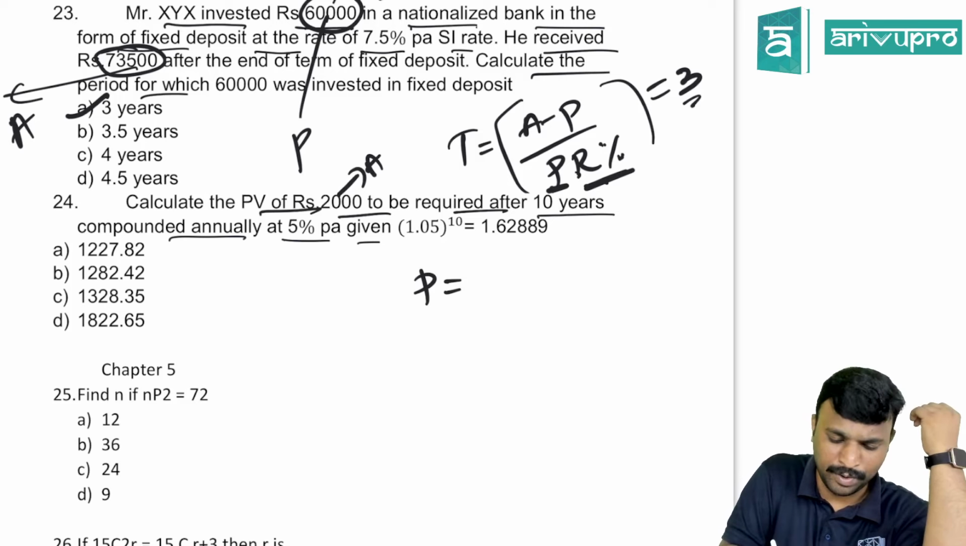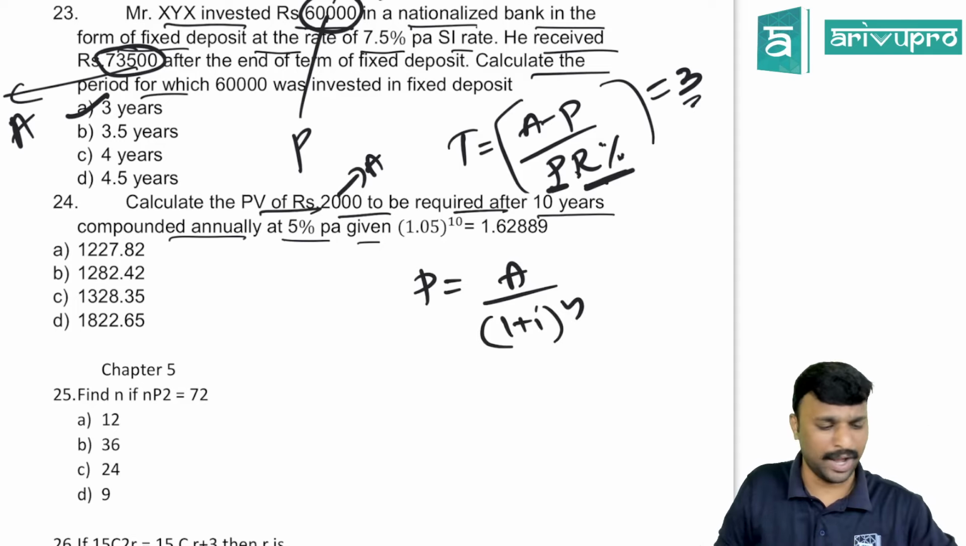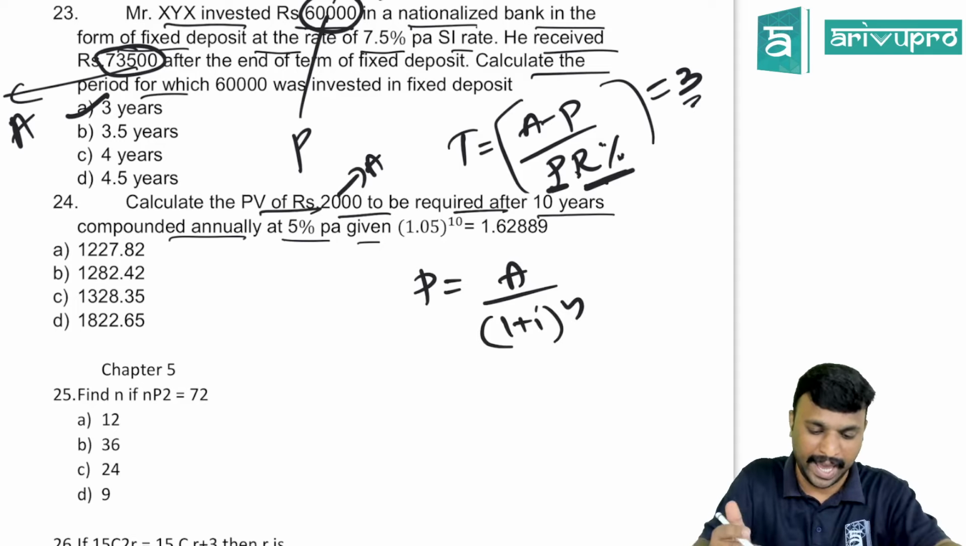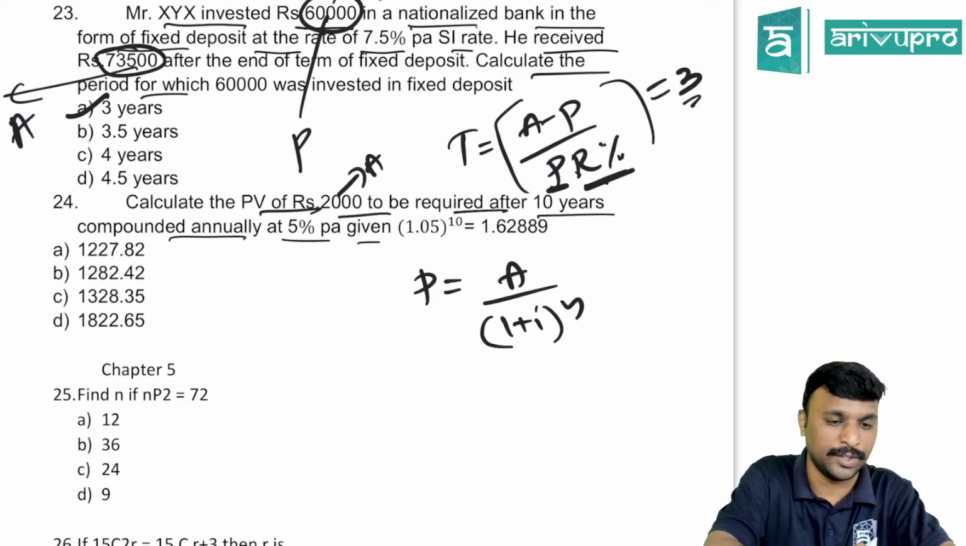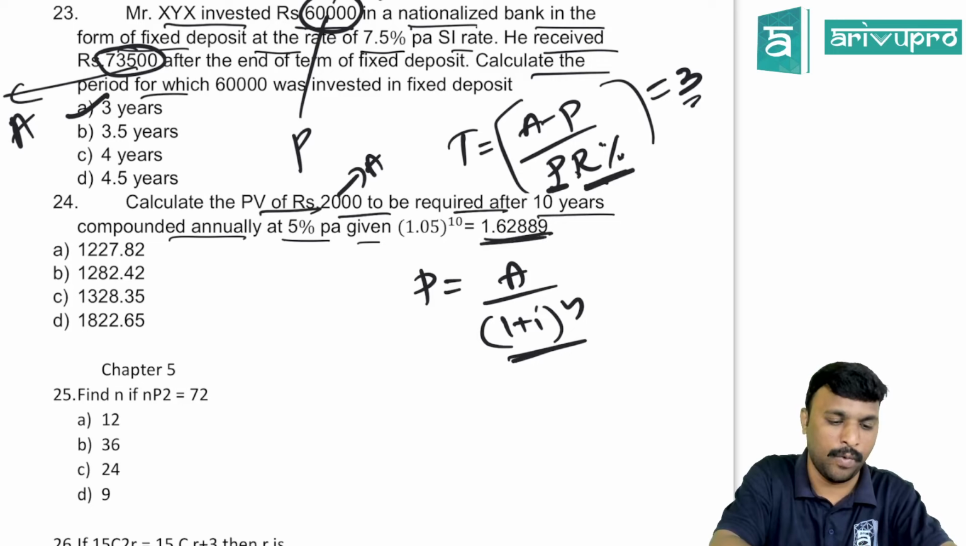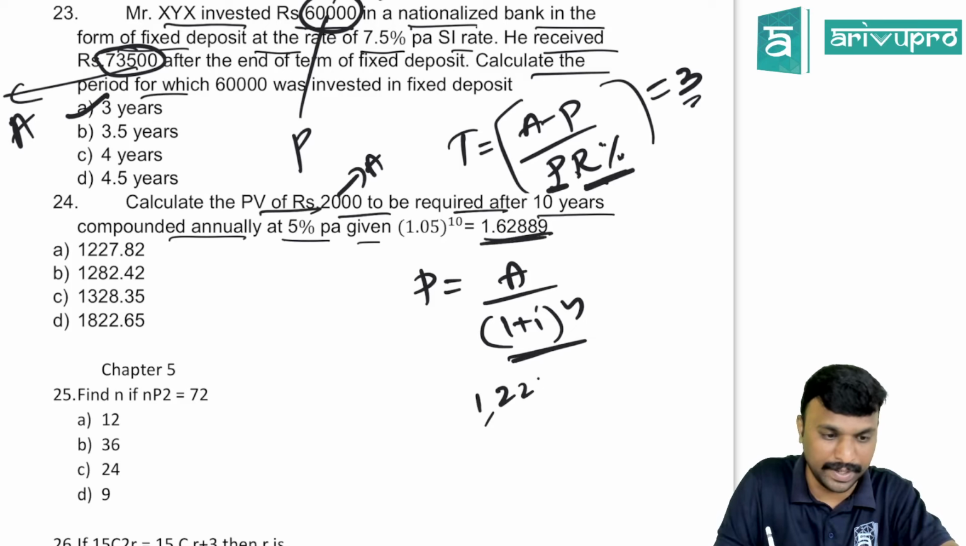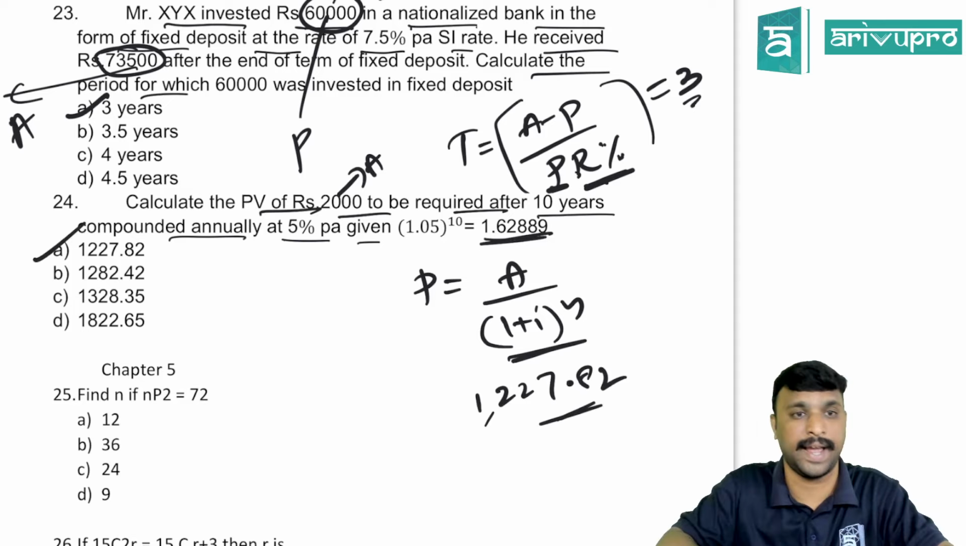So guys, P is equal to A divided by 1 plus I whole power n. As you all know, A is equal to P into 1 plus I whole power n. So now what you need to basically do is, A value is how much? 2,000. So type 2,000 divided by 1 plus I whole power n value, which is given as 1.628894. So the result of this is 1227.82. That means option A is the right answer.